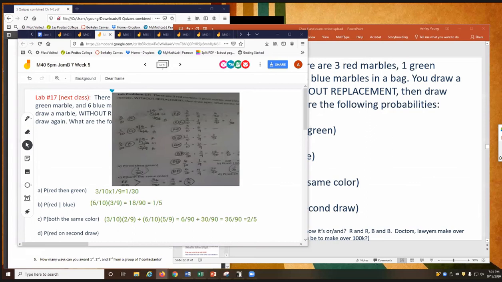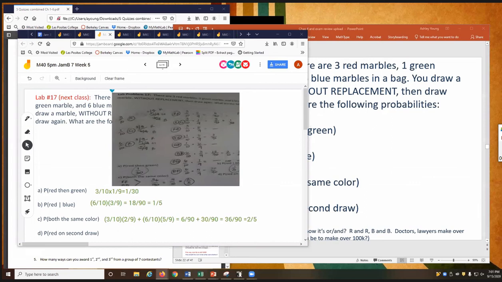Both the same color. How do you get both the same color? Red, red, green, green, or blue, blue. Let's see if somebody actually found all those pieces. I'd like to find the small pieces individually. Here we go. All right, so red, red.